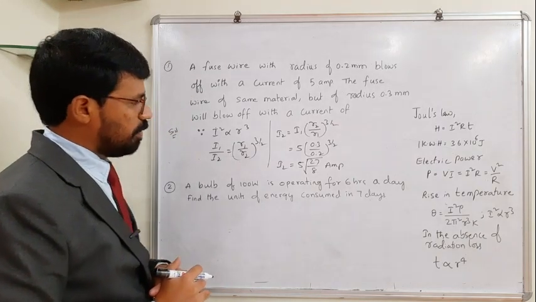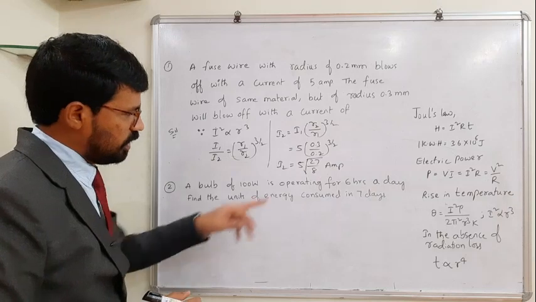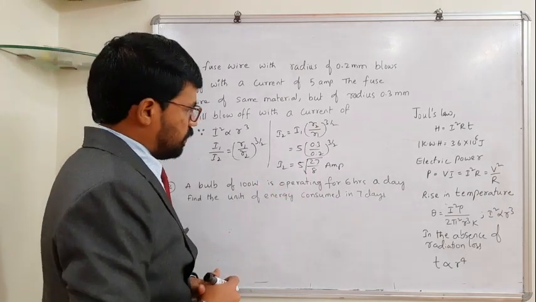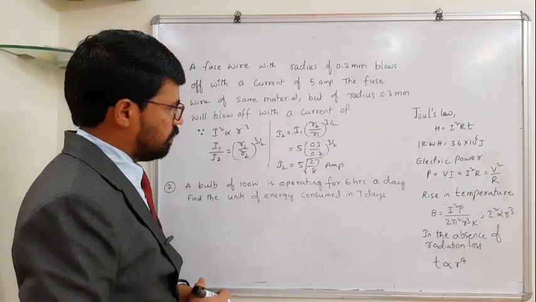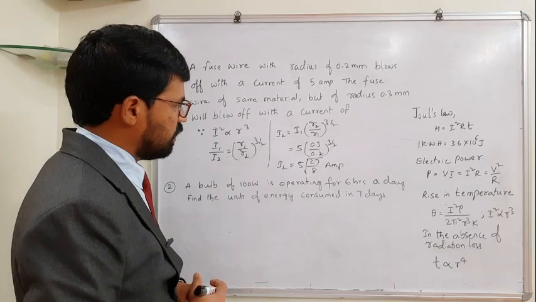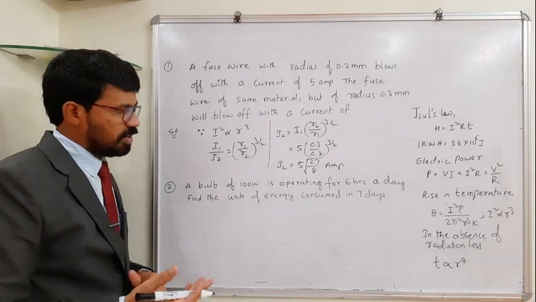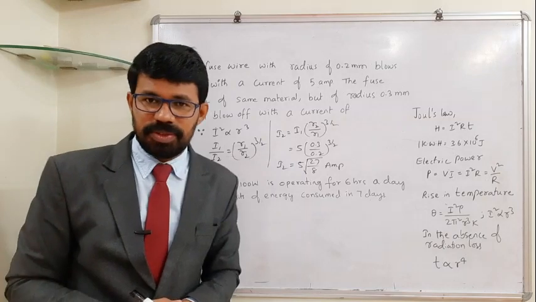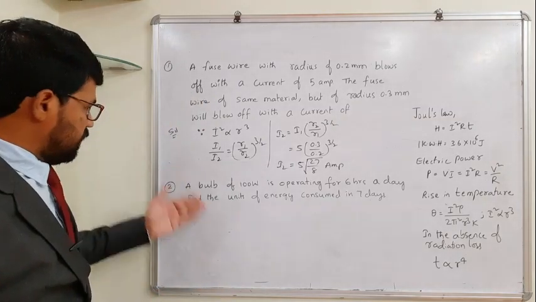Approximately the value will be how much? 27 by 8, so 3 under root 3, nearly something around how much? 9 amps or 8 amps. Okay, it is going to blow. Now let us see the second one.